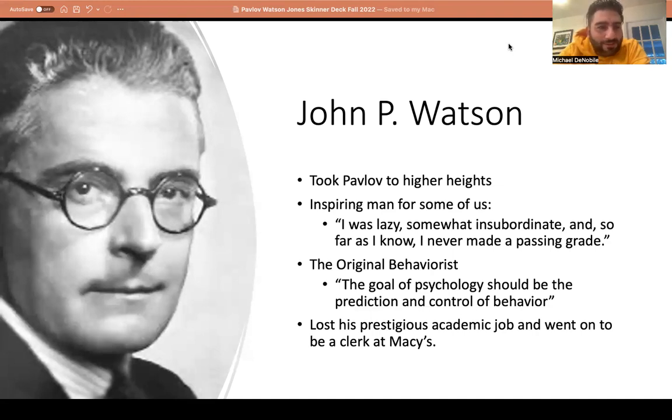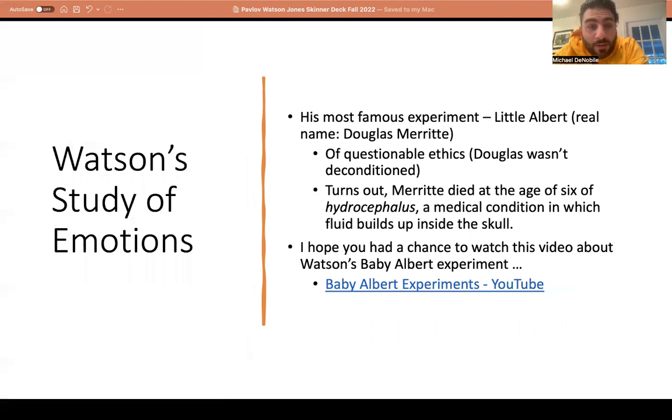Here's what happened to Watson. He had a relationship with one of his lab assistants, who was not his wife, and so he was fired from his job. He lost his prestigious academic job and went on to be a clerk at Macy's. What's interesting is that this probably gave him time to write different books on babies, which actually made him famous, and which we'll get to in a second.